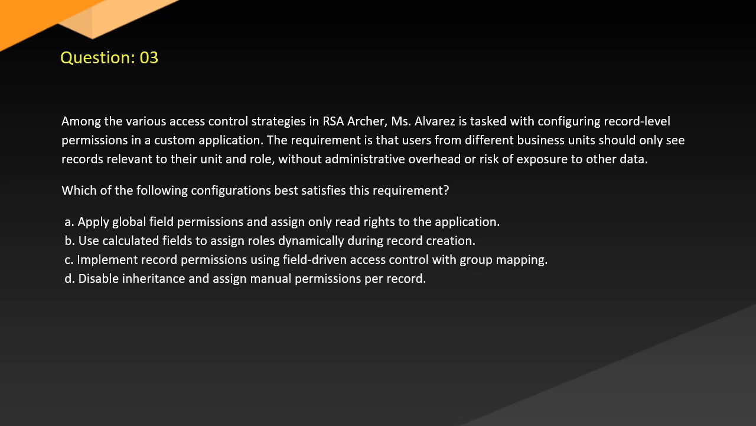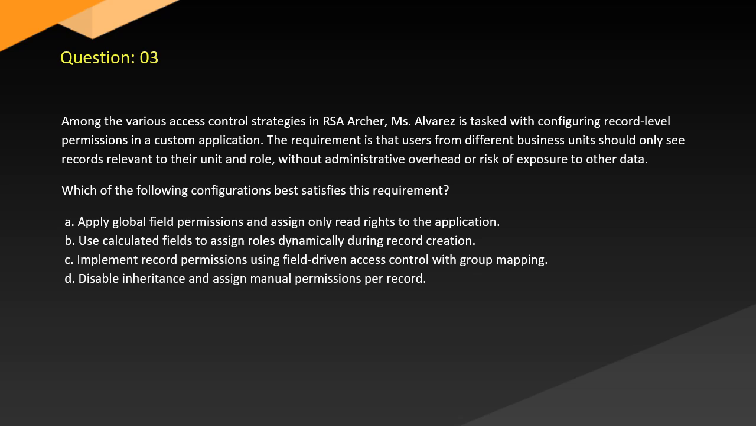Question 3. Among the various access control strategies in RSA Archer, Alvarez is tasked with configuring record-level permissions in a custom application. The requirement is that users from different business units should only see records relevant to their unit and role without administrative overhead or risk of exposure to other data. Which of the following configurations best satisfies this requirement?